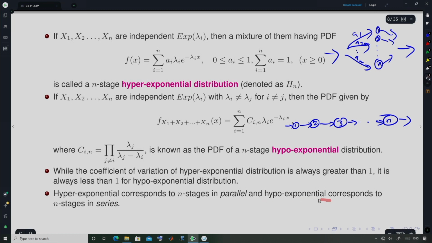So hypo exponential corresponds to something in series, and hyper exponential corresponds to something in parallel. That is what the mixtures would be, and this is what the sum would be in this particular case. This distribution also plays a critical role. Of course, we will see much more general distributions than this, which are again related to exponential in some form, but these are the immediate neighbors of the exponential when you are trying to expand to a slightly more general situation.